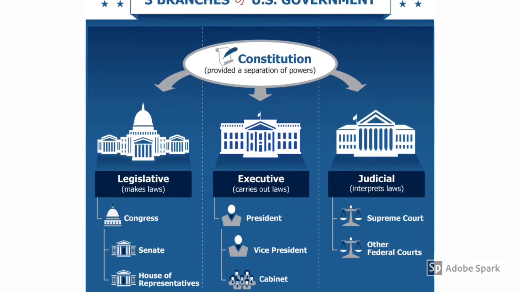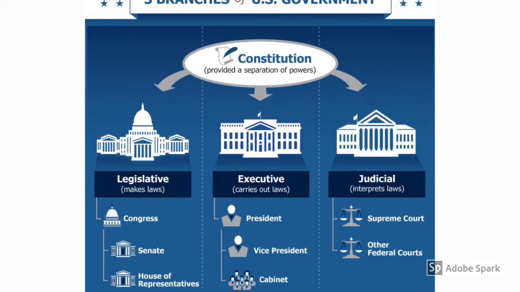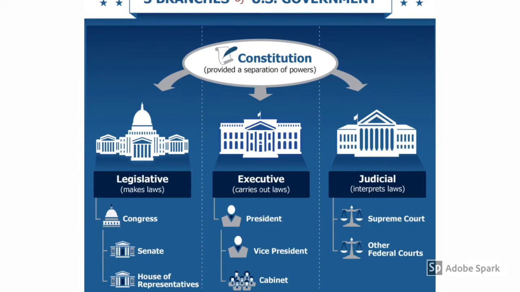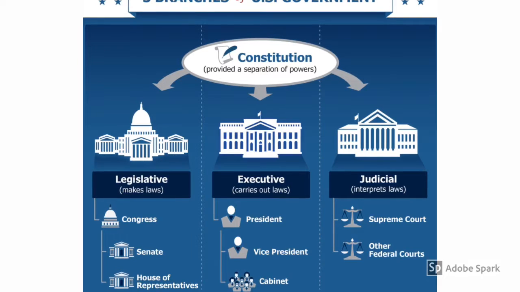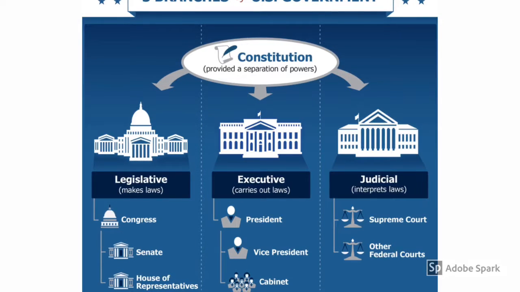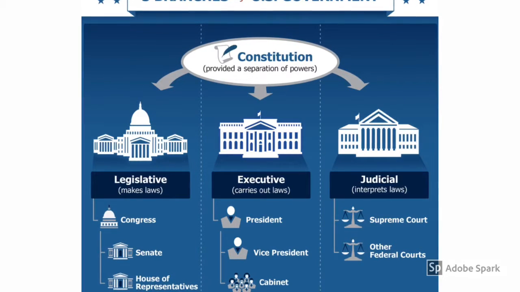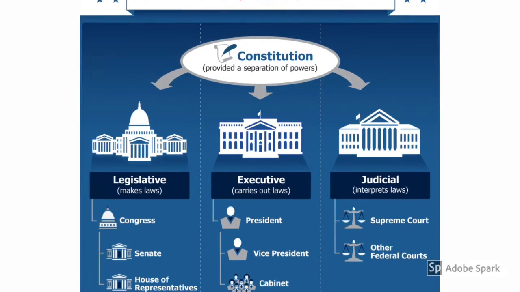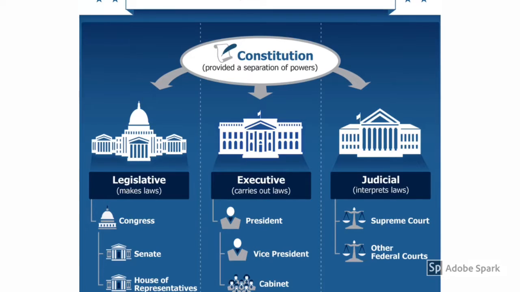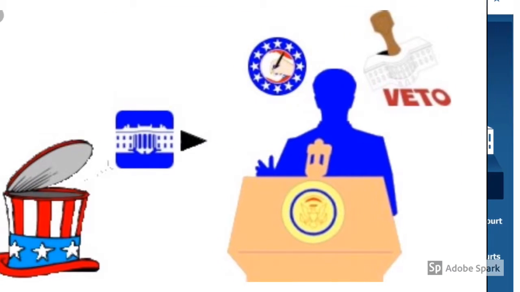First, we're going to look at all the branches and what they are and what they do. So first, the legislative branch has Congress, Senate, and the House of Representatives, and they make laws. Executive branch carries out those laws, and that is the President, Vice President, and Cabinet. The judicial interprets laws, and that's the Supreme Court and other federal courts.